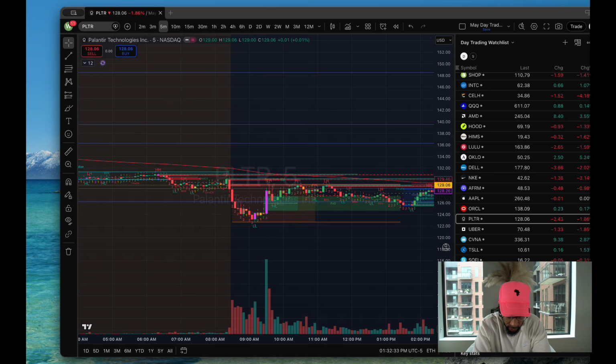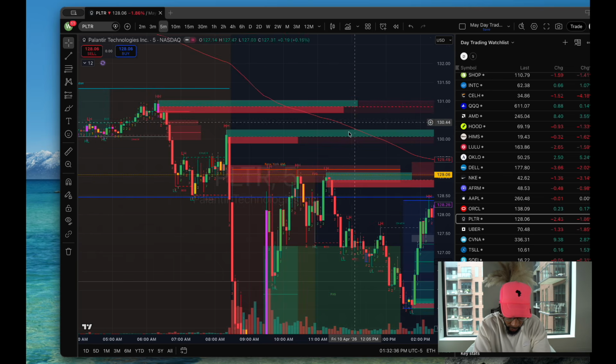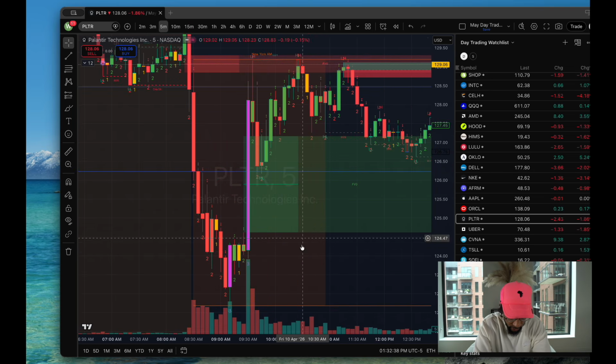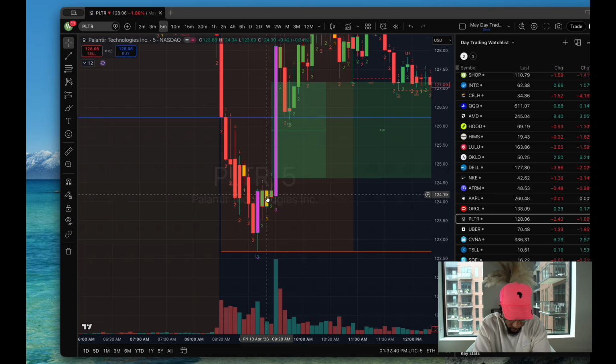Okay. So I got in on Palantir right here. Okay? Right here. Boom. A failed 2 down, failed 2 up, and then a 1 candle, and then boom, it went 2 up. So that was an actionable signal for me, right? We were already down low, right? And then we had a failed 2 up.